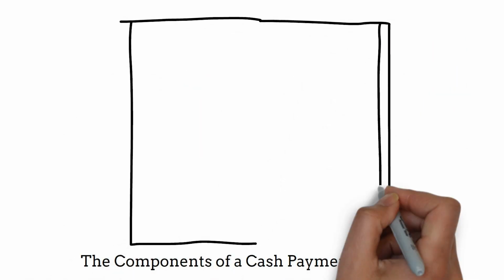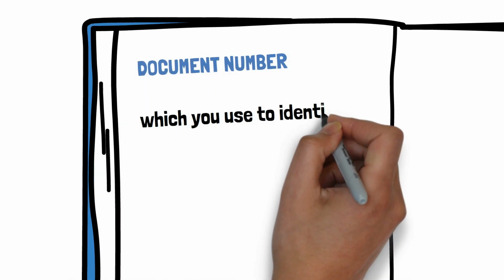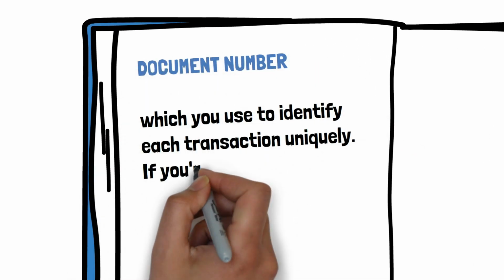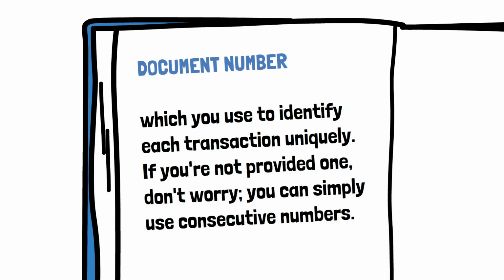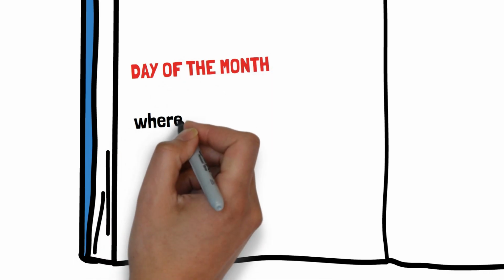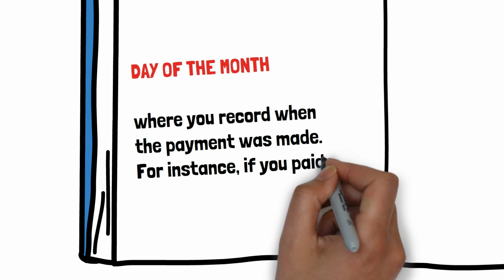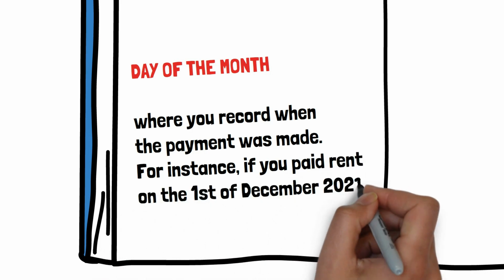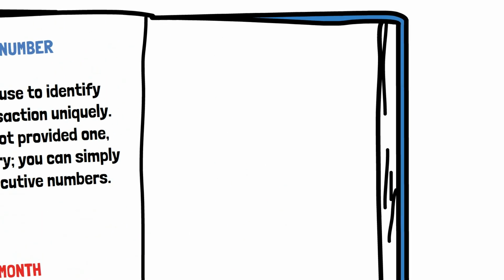The components of a cash payments journal. Moving on to the journal itself, it's divided into several columns. There's the document number, which you use to identify each transaction uniquely. If you're not provided one, don't worry. You can simply use consecutive numbers. Then, there's the day of the month, where you record when the payment was made. For instance, if you paid rent on the 1st of December 2021, you'd write 01 in this column.